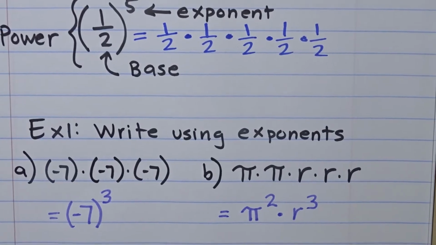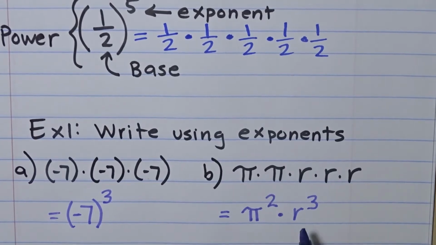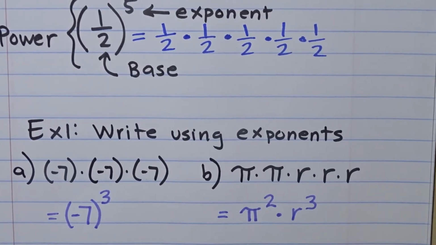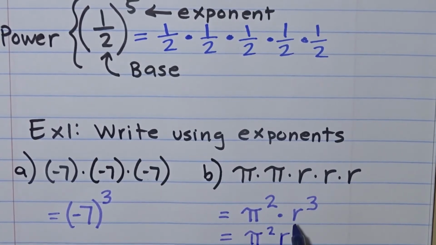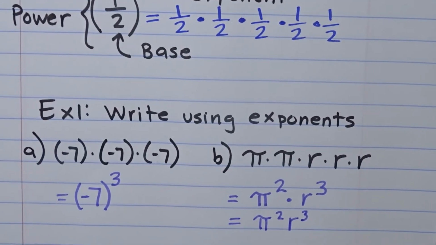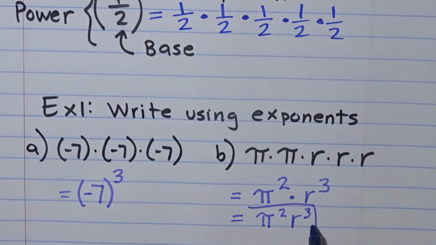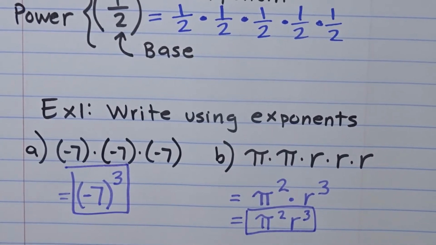Okay, so in this case, we have 2 bases, and that's okay. And we're just letting you know that this base is multiplied twice. This base r is multiplied 3 times. You don't need the multiplication symbol in mathematics. Anytime you have a number next to another number or another term or another expression, it means multiplication. So this would be the exponential form of those given expressions.